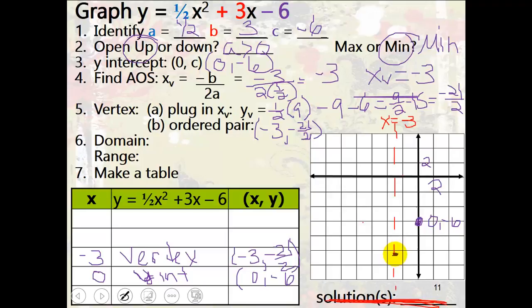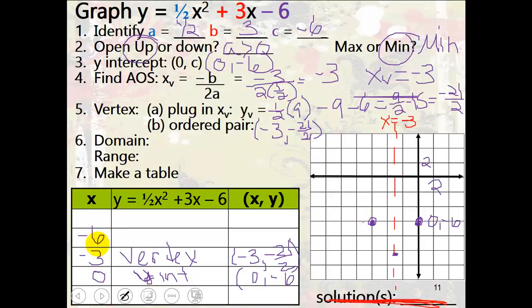All right, now let's use symmetry. If I went three units to the right and I'm at -6, what happens if I go 3 units to the left? Well, I'm going to be at -6 because that's what the axis of symmetry does for us. That's the power. So there's -6.